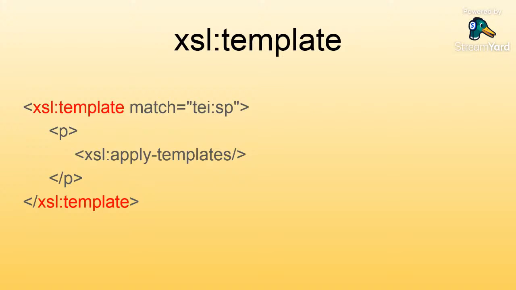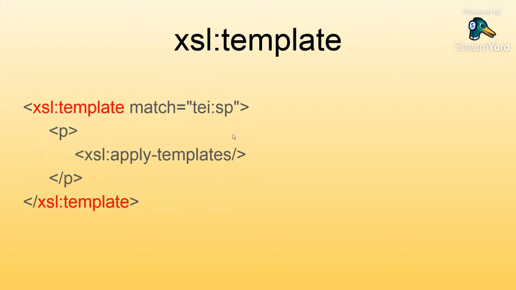So you've got this basic template which matches the TI element speech and produces the following output. It produces a P element, and we were assuming that this is an HTML element P, and then it says whatever else you find inside speech, run the style sheets on them as you find them. Run the templates in here on them as you find them. So apply templates to whatever you find inside.